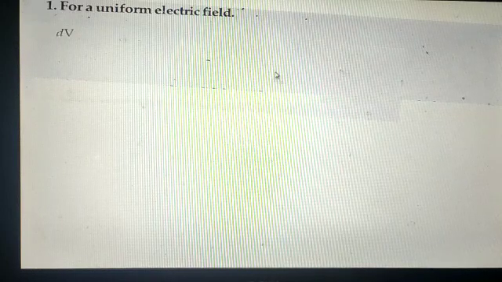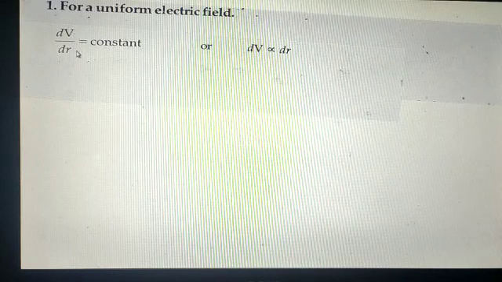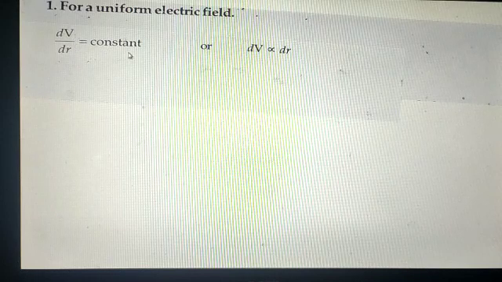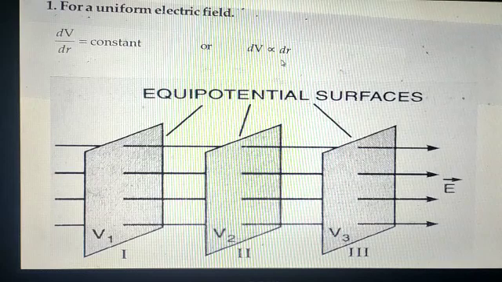First of all, we are going to discuss equipotential surfaces for uniform electric field. Uniform electric field means the value of electric field E is constant. We have a formula E is equal to dV by dr, where if E is constant, it means dV by dr is a constant quantity, which means dV is directly proportional to dr. It means dr here represents the distance between the equipotential surfaces.